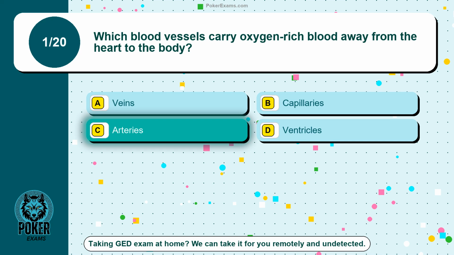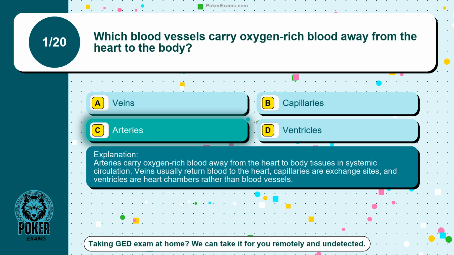The correct answer is option C, arteries. Arteries carry oxygen-rich blood away from the heart to body tissues and systemic circulation. Veins usually return blood to the heart, capillaries are exchange sites, and ventricles are heart chambers rather than blood vessels.